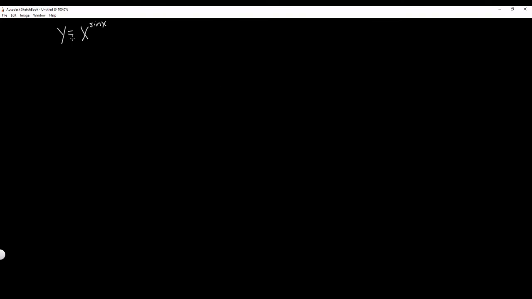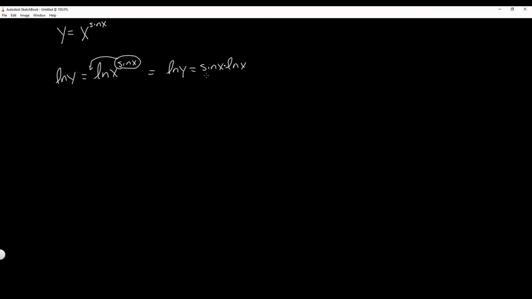So for our next problem, we have y is equal to x raised to the power of sine of x. So in order to get this sine of x off of the exponent, we need to take the natural logarithm of both sides. So we're going to take the natural logarithm of y is equal to the natural logarithm of x to the sine of x. And now we can move this exponent out to the front due to the properties of logarithms. So this is going to be the natural logarithm of y is equal to sine of x times the natural logarithm of x.